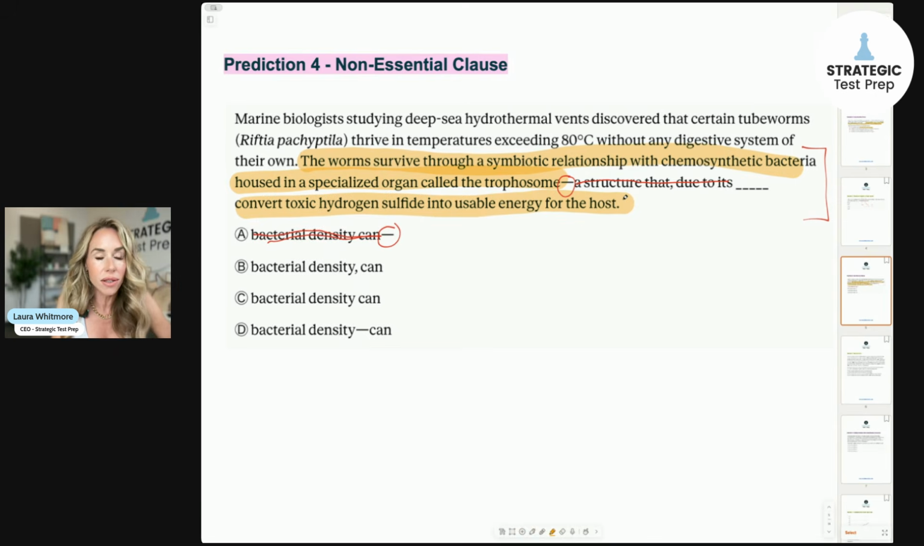Let's see if it does. The worms survive through a symbiotic relationship with chemosynthetic bacteria housed in a specialized organ called the trophosome. Convert toxic hydrogen sulfide. Wait, what? What converts toxic hydrogen sulfide? We're losing something here. So that doesn't make sense. The sentence is not really complete there. So what we're going to do is we're going to get rid of A.